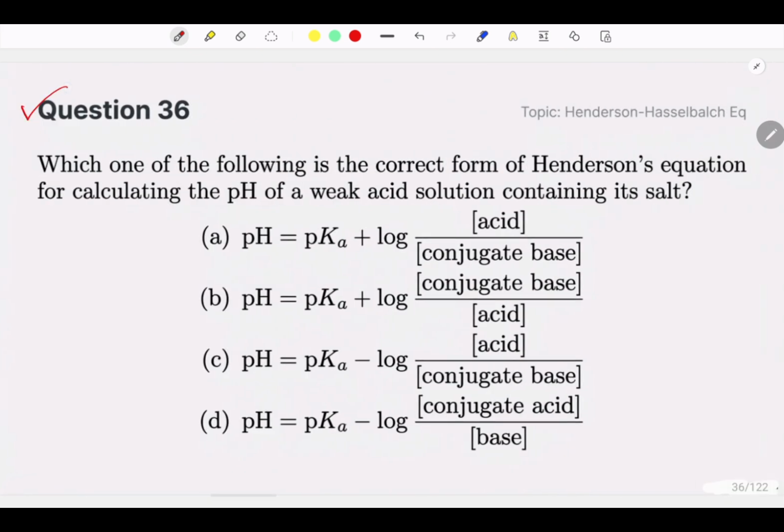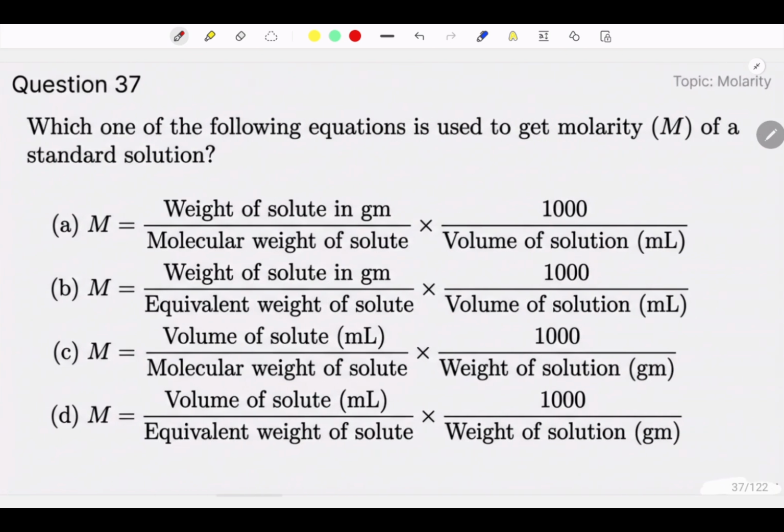In question number 36, which one is correct? This is the Henderson equation, a simple one, salt by acid. Which of the following equations is for molarity? Molarity is the number of moles per volume in liters. So 1000 times the weight by molecular weight of the solution, and this is the correct answer.